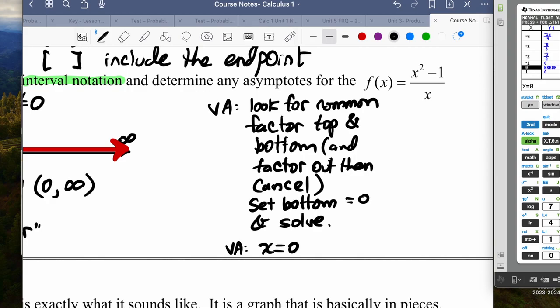All right. It's not always the case that the excluded values match up precisely with your vertical asymptotes, but it happens fairly frequently. All right. The exception would be if there's a common factor top and bottom that you can cancel out. All right? If you can do that, then what you canceled out is the location of a point discontinuity in the graph, or a hole in the graph. All right. Horizontal asymptote.